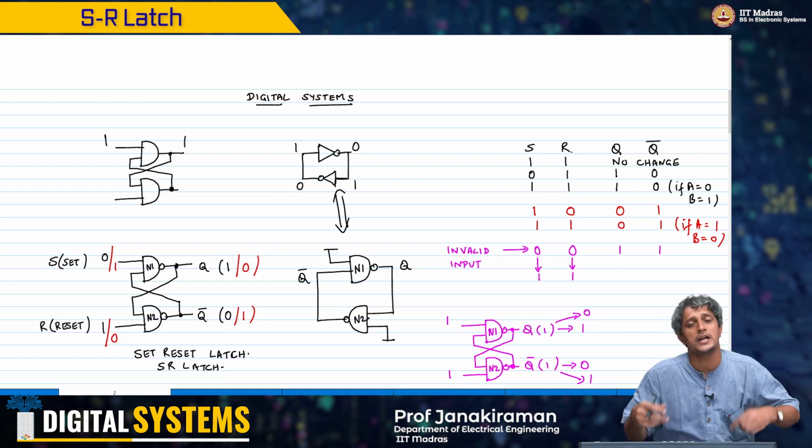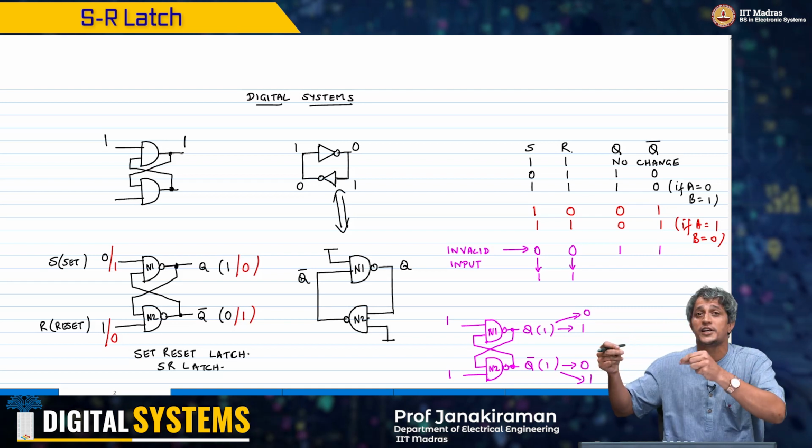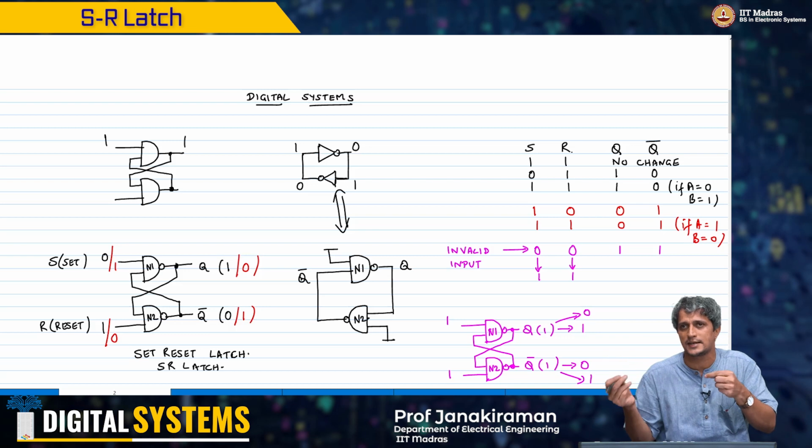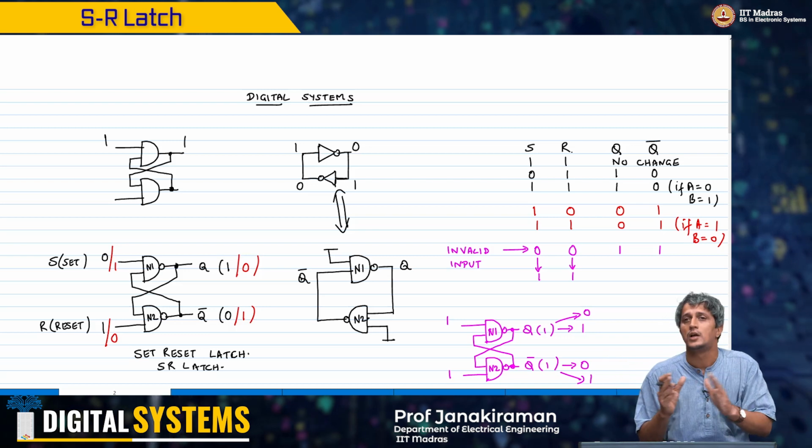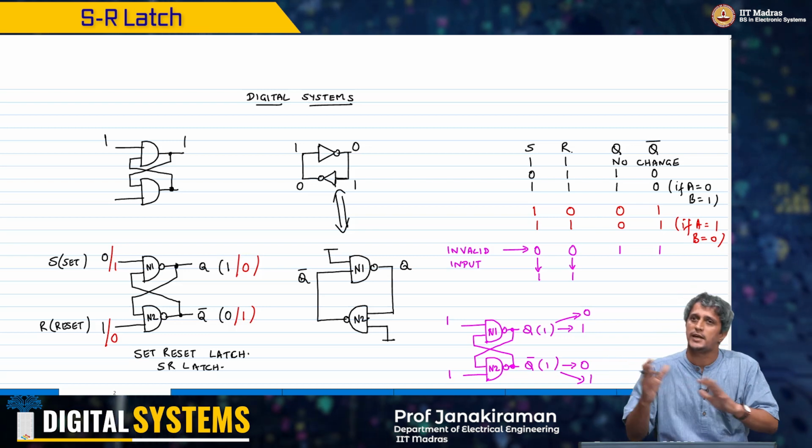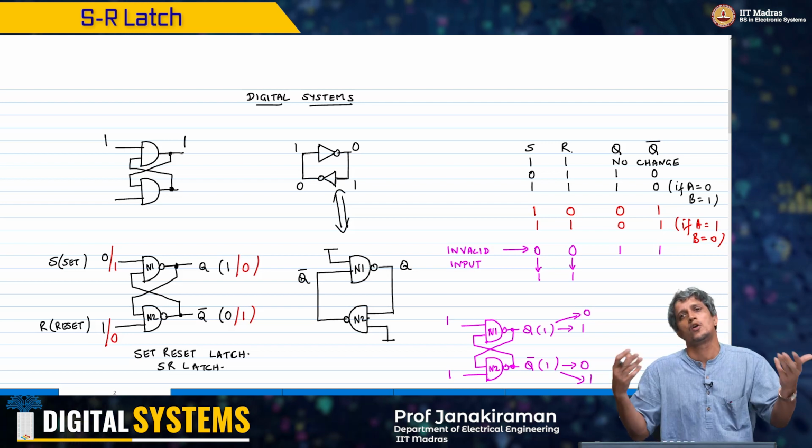On the other hand, if you enter 0, 0 and then go to 0, 1 or 1, 0 state, S and R being 0, 1 or 1, 0, there will be no problem, because it will set and reset accordingly and then you can hold that state.